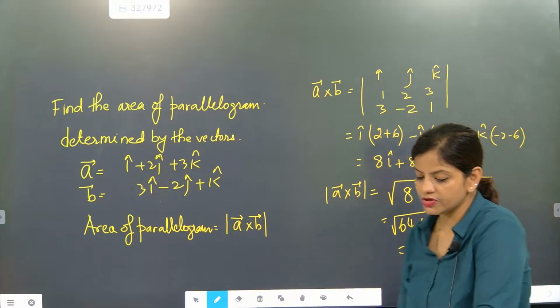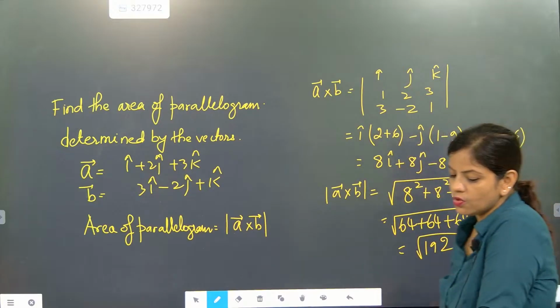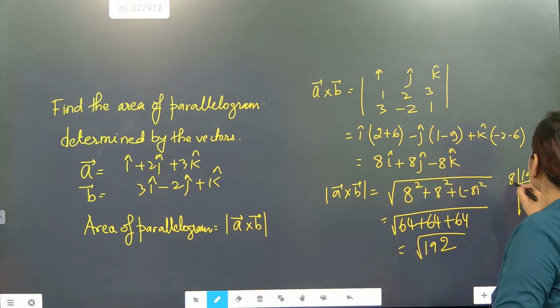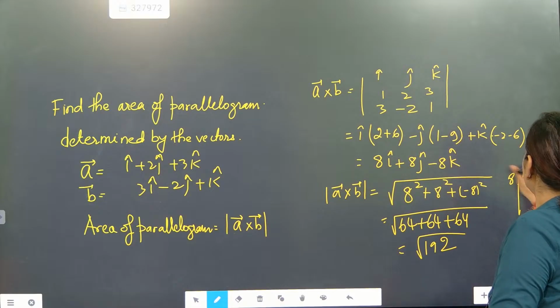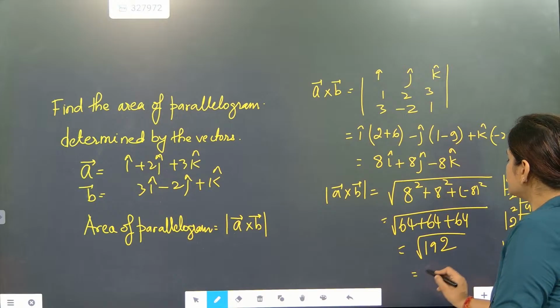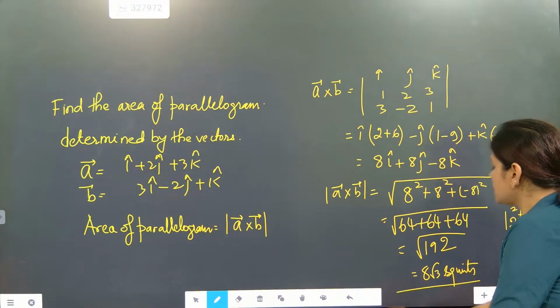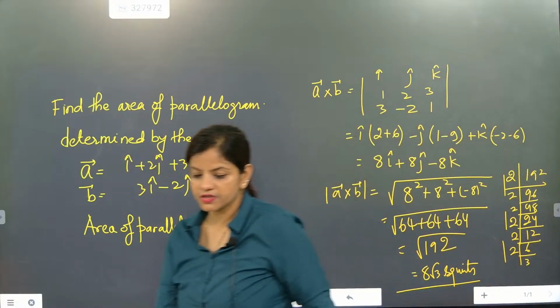192 is coming. Check. So it is coming as 192. Overall answer is coming as how much? 192, 8 with 2 we will form. So it is coming as 8 root 3 square units. Answer is coming as 8 root 3 square units.